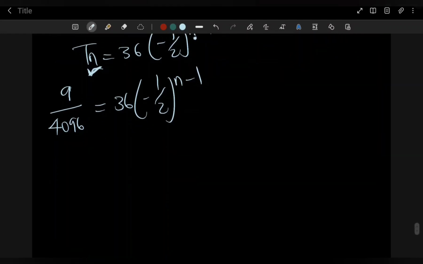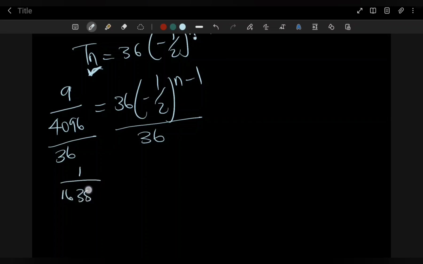So now what you're going to do, you're going to first divide both sides by 36. Divide this side also. What you do on the left, you do on the right. And then you take your calculator. 9 all over 4096, everything divided by 36. You're going to get 1 all over 16384. This side, this is going to cancel. You're just going to be left with 1 over 2 to the n minus 1.